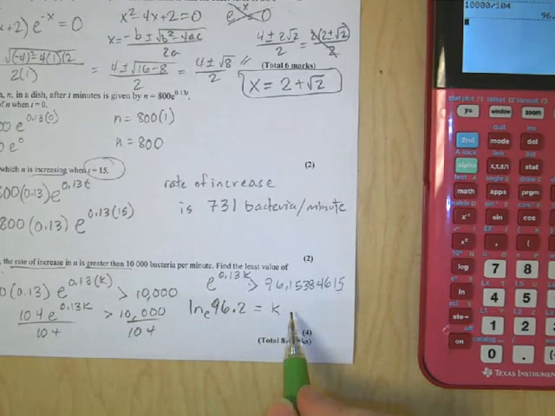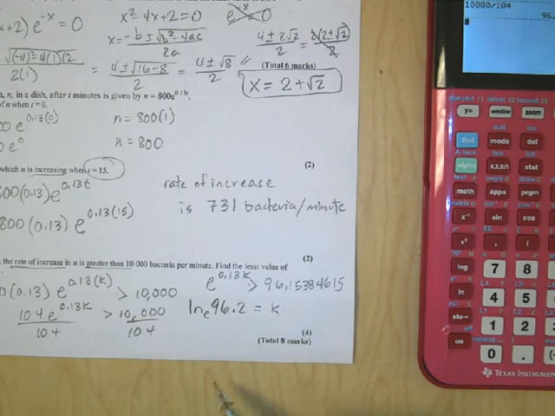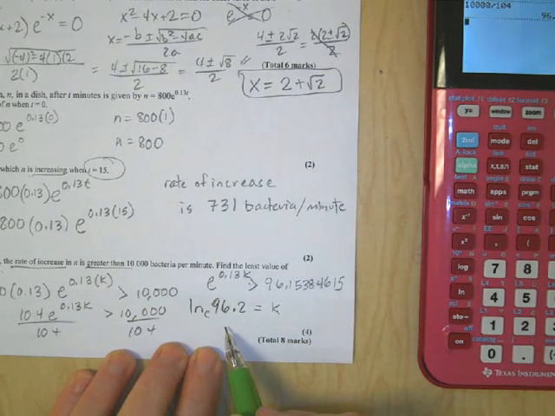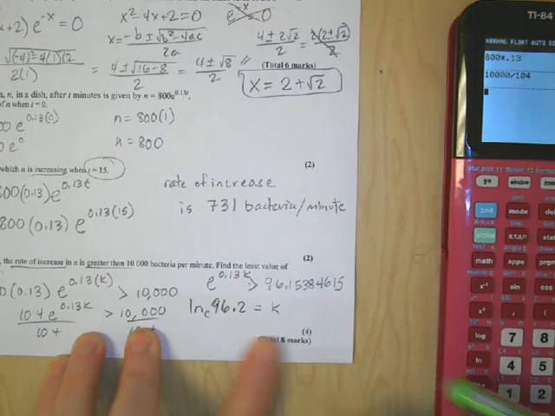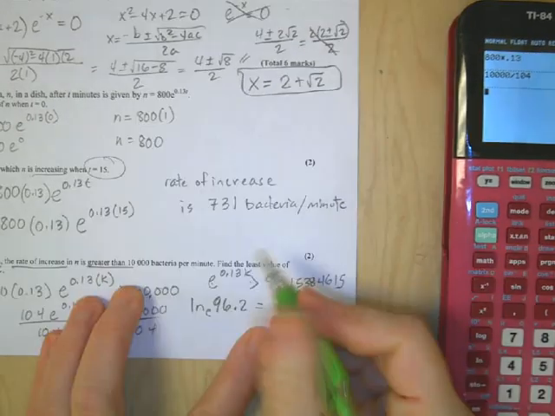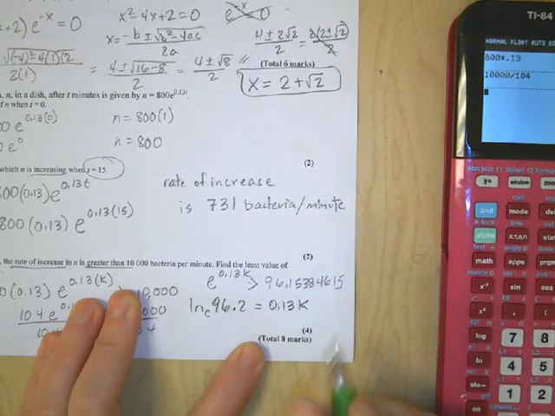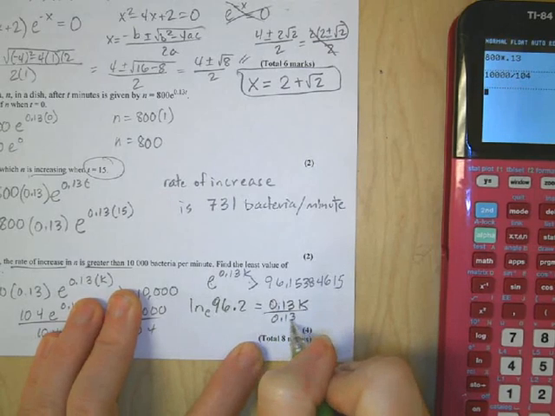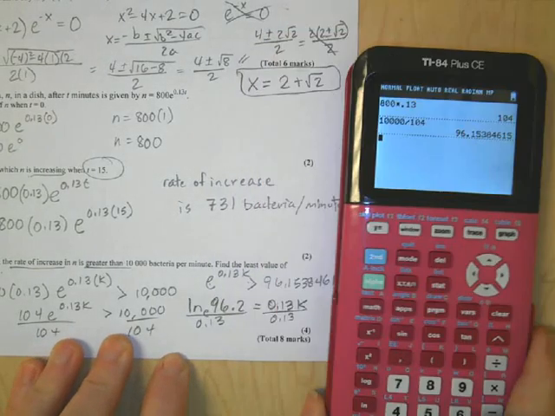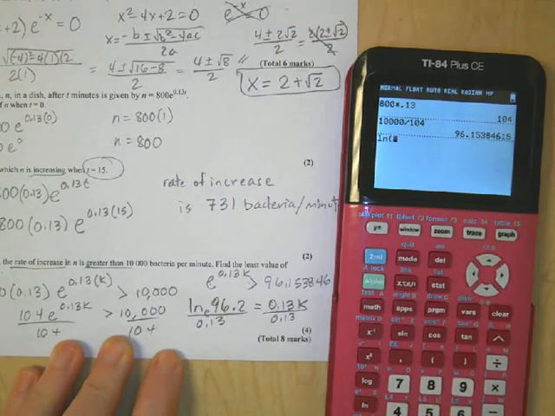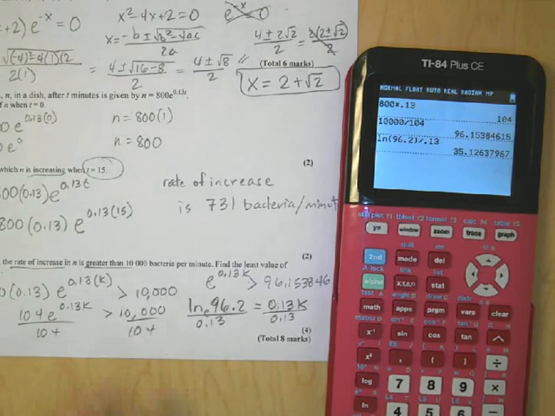But let's just figure out what k would be equal to, and then we're going to change it back to answer the question. All right, so if I want to do this, I just have to put this into my calculator. Oh, sorry, I wrote this down wrong. It's equal to 0.13k, okay? To get the k by itself, I'm going to divide both sides by 0.13. So put this into my calculator. So I've got natural log of 96.2, close my parentheses, divided by 0.13, gives me 35.12.